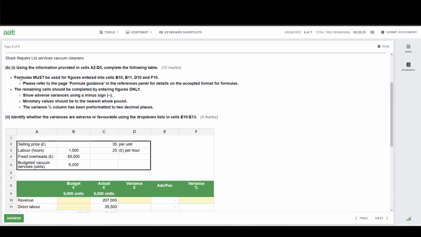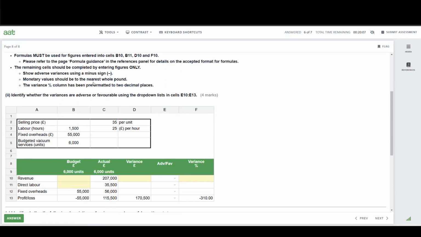This is different to the earlier Excel task. This is saying formulas must be used for figures entered into cells B10, B11, D10 and F10, and helpfully those cells have been coloured a slightly different colour. They're in sort of a creamy colour there, aren't they? So that is just helpful, isn't it? Just to remind us that we need to put a formula in there, not the numbers themselves. The remaining cells should be completed by entering figures only, so no formulas in those remaining figures.